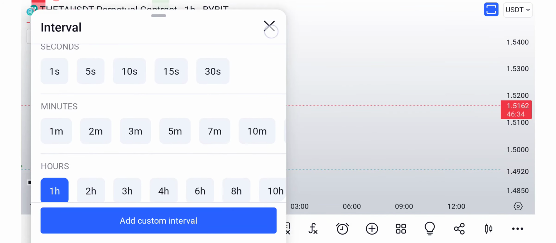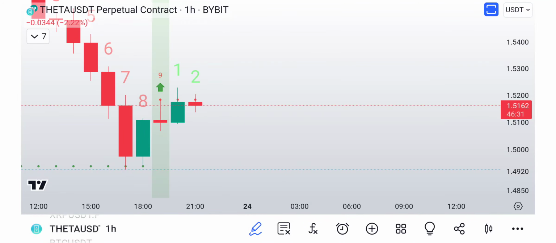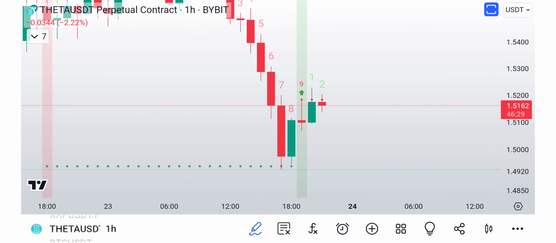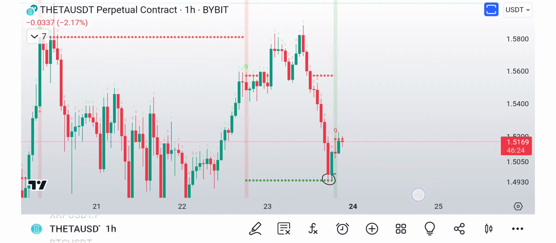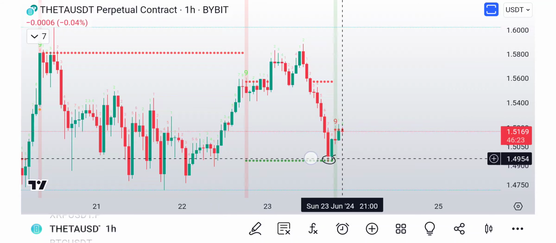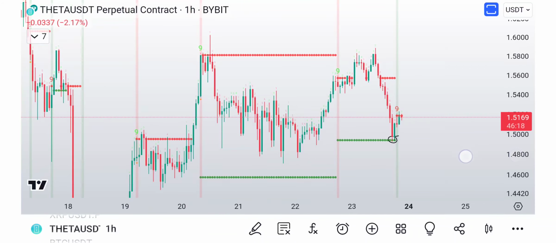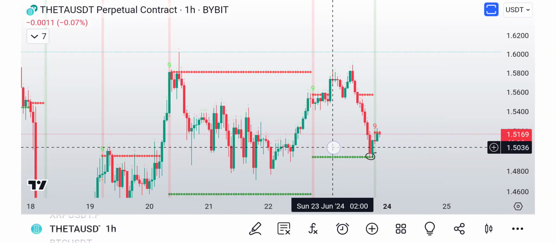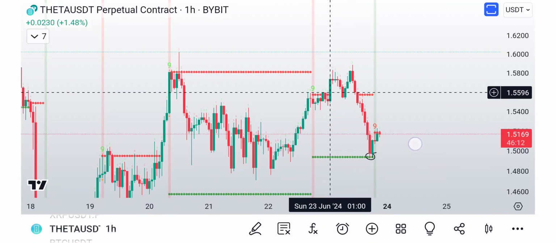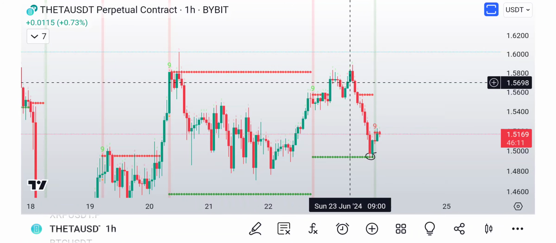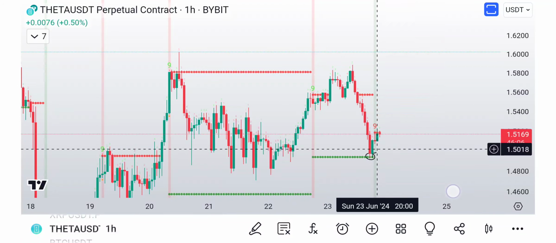Look where it landed, by the way. It actually landed on the green dots, right? So that was a good area here. These green dots were printed by the 9 that was over here. I remember that last night. I should have taken some profits right here, by the way. I was kind of letting it ride to see. But it's okay.